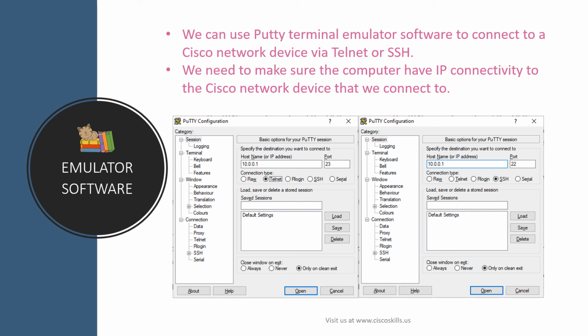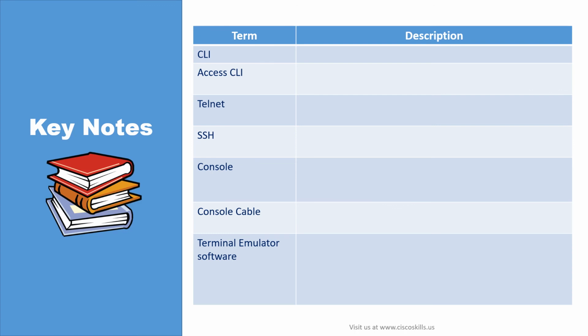Here we are in the Putty configuration. In this case, we need to either select Telnet or SSH. Then it will automatically select the correct port for the protocol. Then we need to type in the host name or IP address for the device that we connect to. Finally, after everything is correct, we just need to click open. It will connect us to the device via Telnet or SSH. Let's read the keynotes by yourself to finish this lesson.